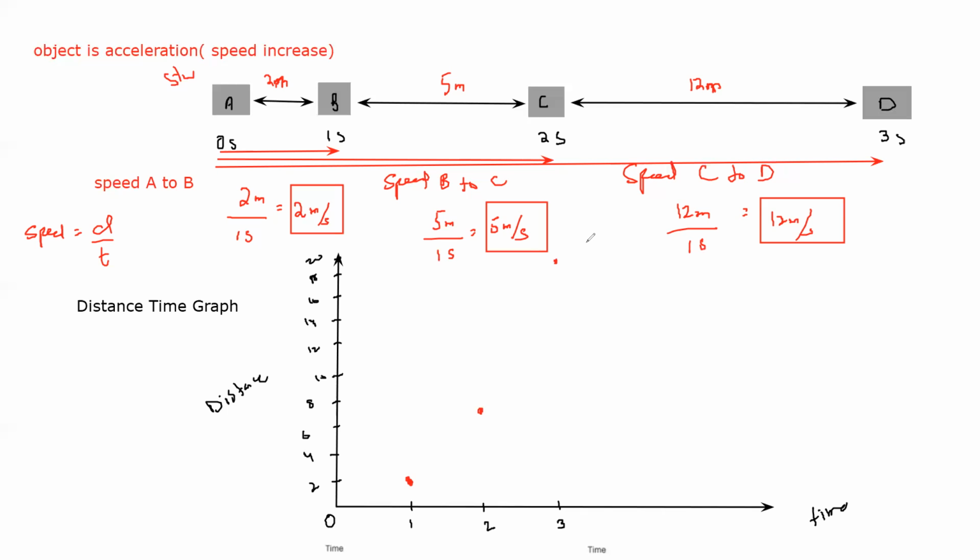So when I join these points to complete the graph, how will it appear? It will appear as a curve. So whenever an object is accelerating, it will be a curve, and the slope of this curve will increase. Is it clear? This is the distance time graph explaining the motion of an object. Is it clear now?